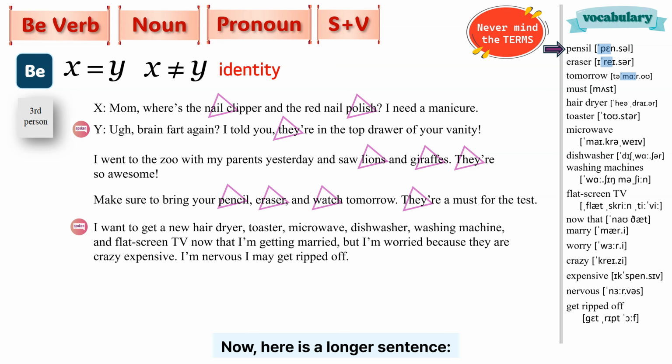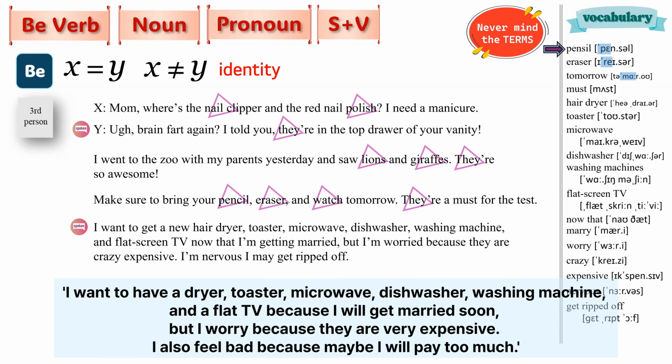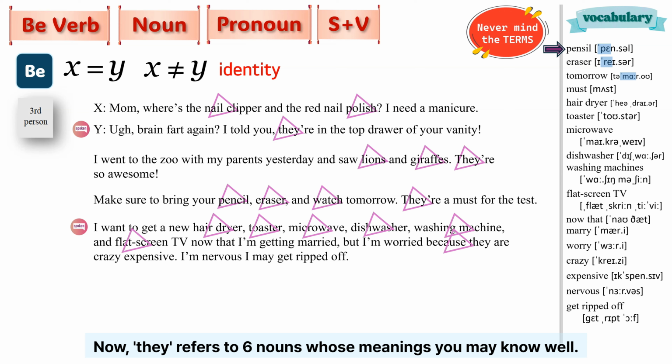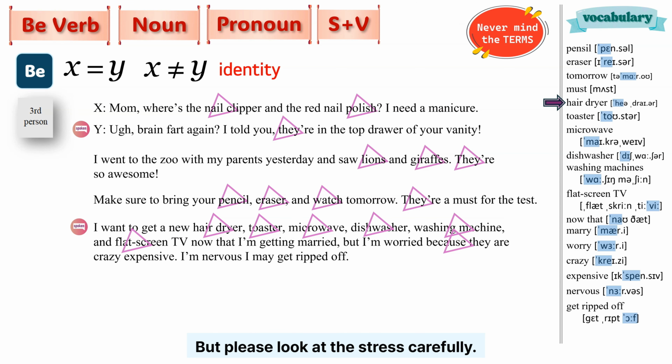Now here is a longer sentence. I want to have a dryer, toaster, microwave, dishwasher, washing machine, and a flat TV because I will get married soon. But I worry because they are very expensive. I also feel bad because maybe I will pay too much. Now, they refers to 6 nouns whose meanings you may know well. But please look at the stress carefully.